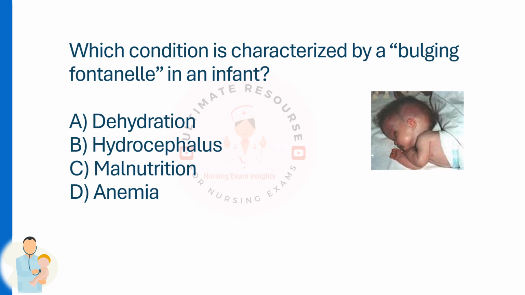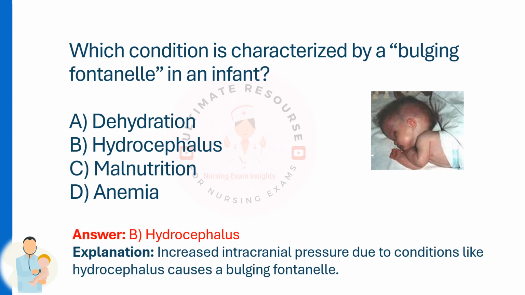Which condition is characterized by a bulging fontanelle in an infant? Options are A. Dehydration, B. Hydrocephalus, C. Malnutrition, D. Anemia. The answer is B. Hydrocephalus. Increased intracranial pressure due to conditions like hydrocephalus causes a bulging fontanelle.